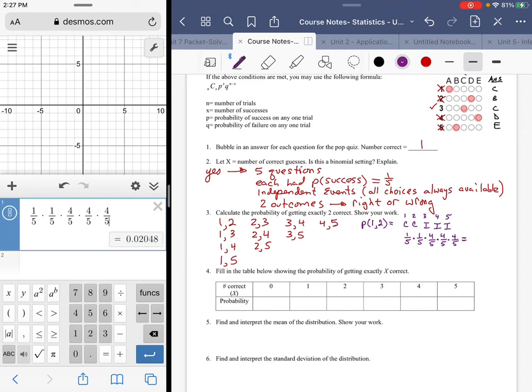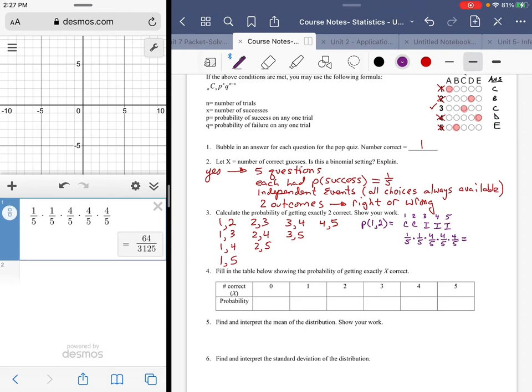So that's a funky decimal. Let's fractionalize that. So 64 over 3,125 is the probability of getting those 2 particular questions right on this assessment. That's only one possible scenario.